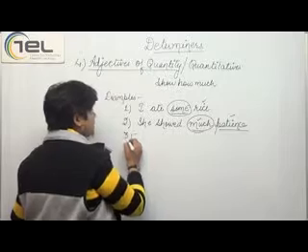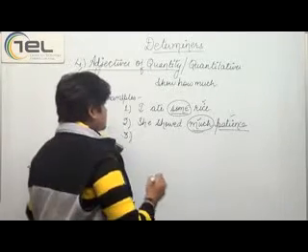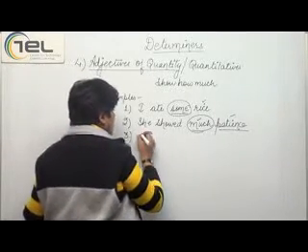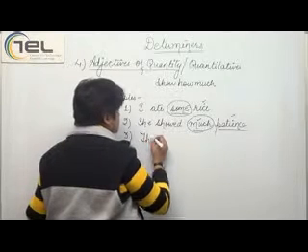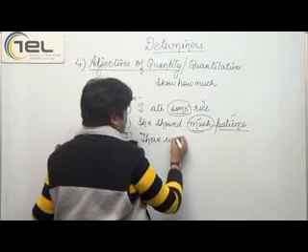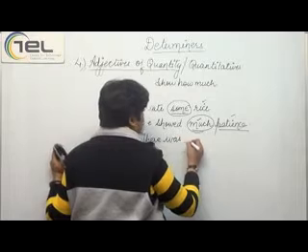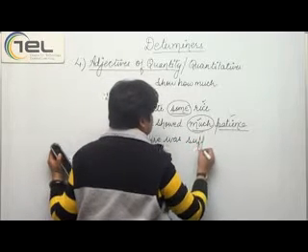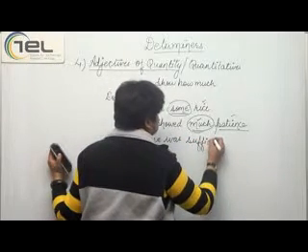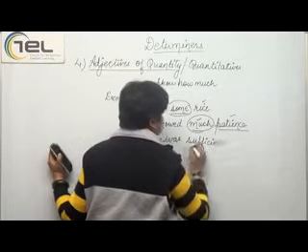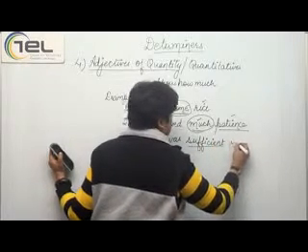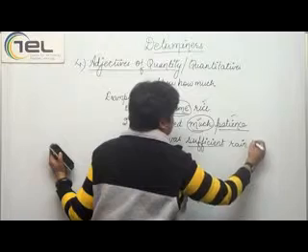Now comes the next example that we are going to take here. There was sufficient rain this year.